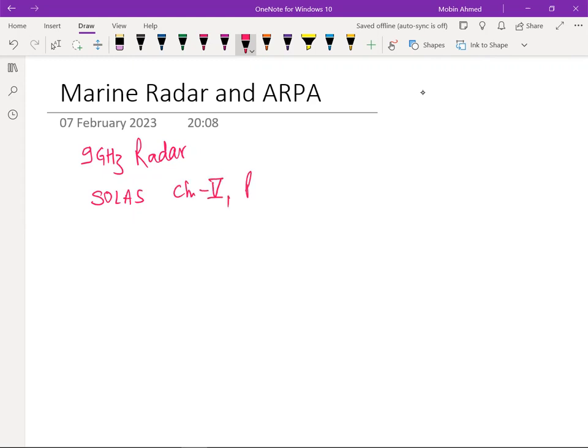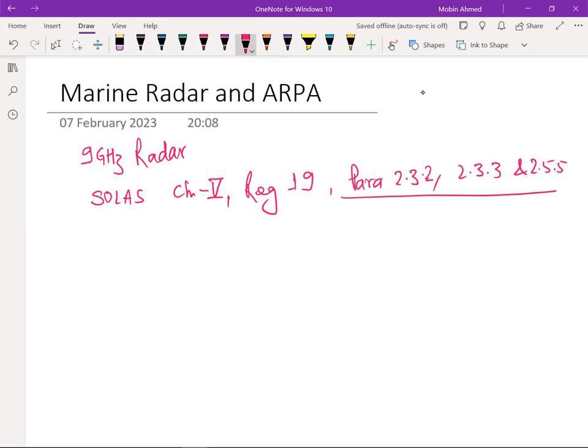Chapter 5, Regulation 19 and para, that is a paragraph 2.3.2, 2.3.3 and 2.5.5. Okay, so this is the para.